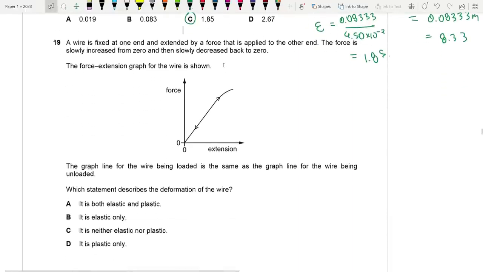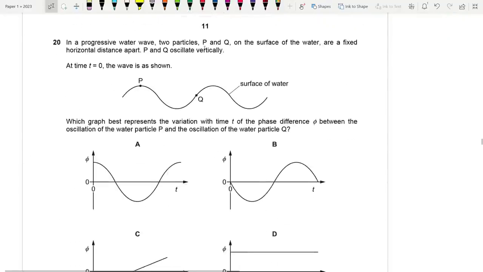A wire is fixed at one end and extended by a force that is applied to the other end. The force is slowly increased from zero and then slowly decreased back to zero. The force extension graph of the wire is shown. Since we do come back to our original position, that means that the elastic limit hasn't been crossed. Yes, we have crossed the limit of proportionality, but the elastic limit hasn't been crossed yet because we come back to our original position. So it is not plastic. Okay, it is elastic because we are able to come back to our original position.